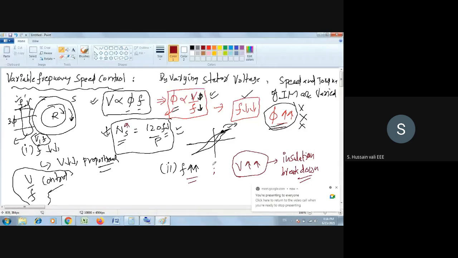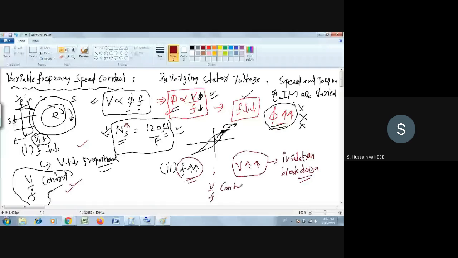Now, when you increase the frequency here, and if you follow this V by F control, in the sense this V by F you make constant. In the sense, frequency increases, voltage also increases. Frequency decreases, voltage also decreases. That's called V by F control. So what is the first case? You decrease the frequency. In that case you follow this method. If you want to follow the same method here also, V by F control, then if you increase the frequency, voltage also should increase.